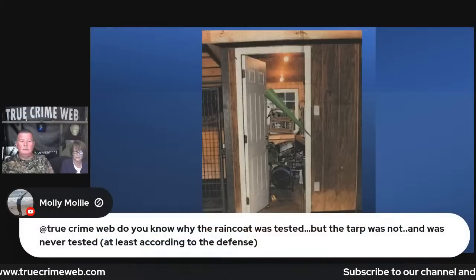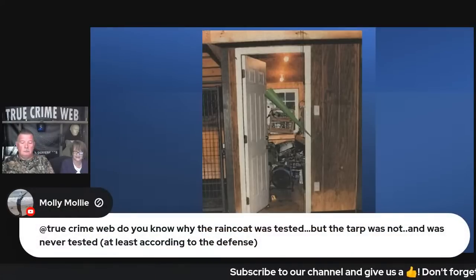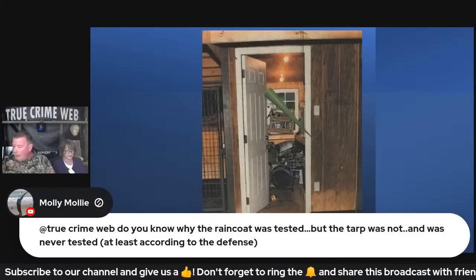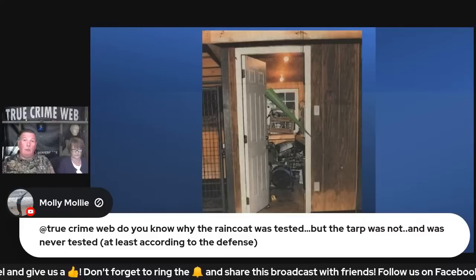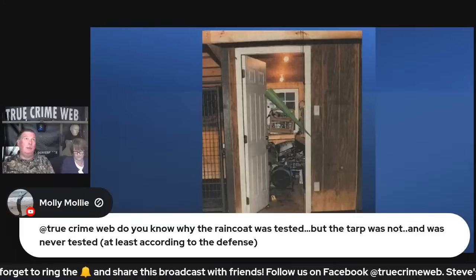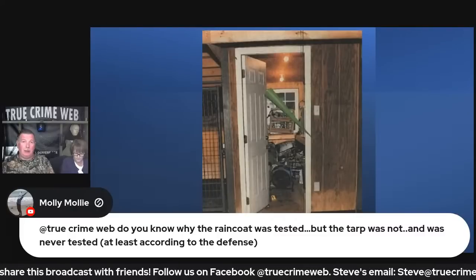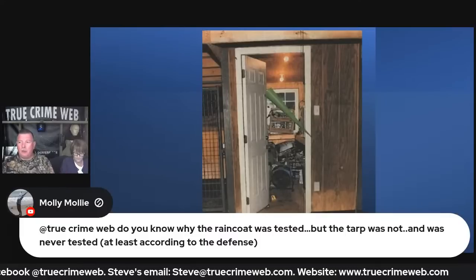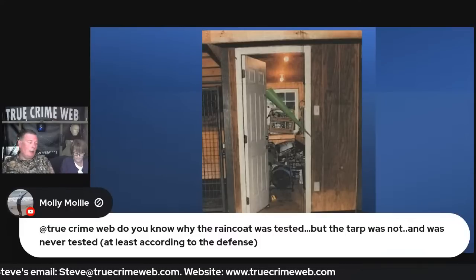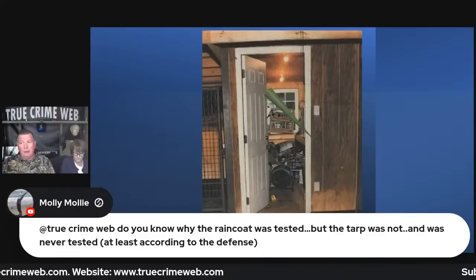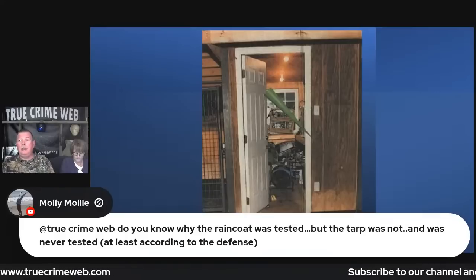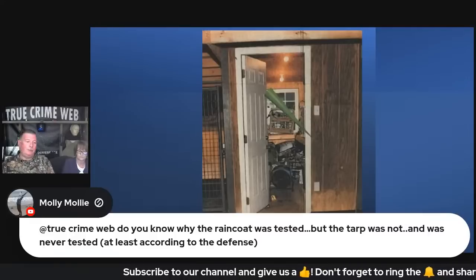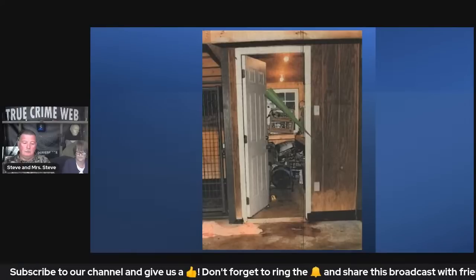And Molly, do you know why the raincoat was tested, but the tarp was never tested, at least according to the defense? Yes, I can understand why they would test everything. Why they would pick and choose not to test, I have no idea. But to test everything is the safe bet. You process everything that you can imagine, and failure to do so, the jury is going to look at it, and it carries a lot of weight. What if they didn't do their job completely? What did they miss?